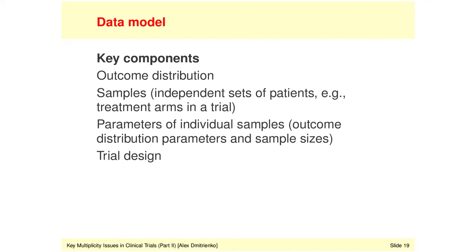We need to specify the outcome distribution. We need to define samples that are defined as independent sets of patients. For example, samples may correspond to trial arms. We need to specify parameters of individual samples, which includes outcome distribution parameters and sample sizes, and also in certain cases we may need to provide additional information about the trial design.